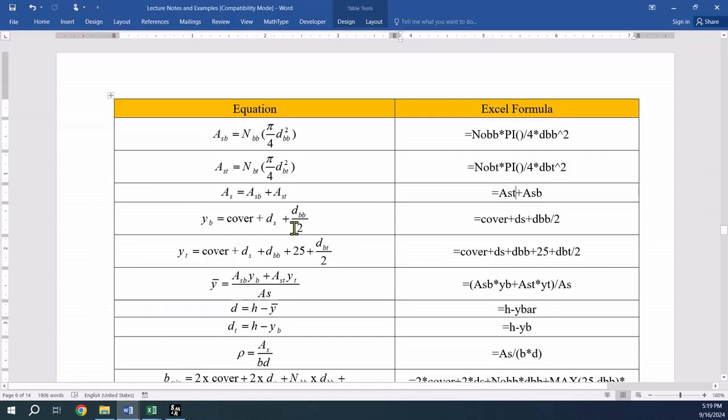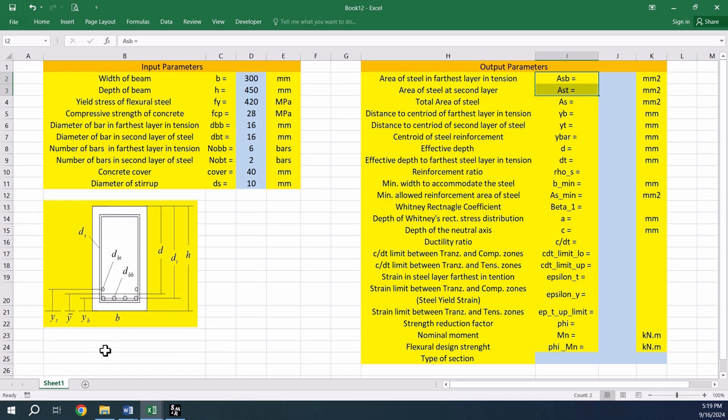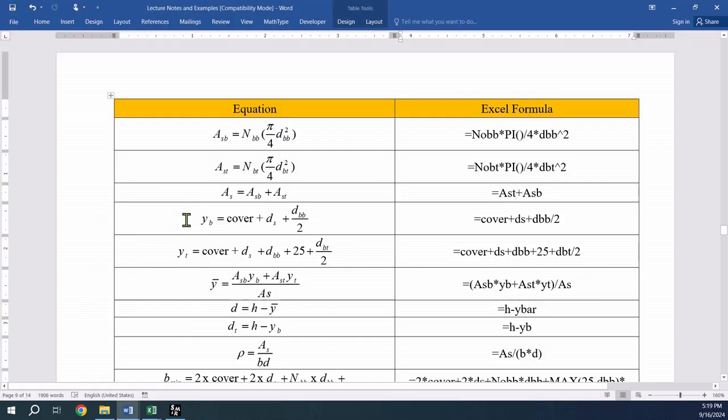In the fourth equation, we have the centroid to the layer farthest from the neutral axis. If we look at the figure here, we can define the centroid to the layer farthest from the neutral axis, YB, as concrete cover, plus the diameter of stirrup, plus half the diameter in the layer farthest from the neutral axis, which is dBb. And therefore, the centroid to the layer farthest from the neutral axis can be written as the cover plus the diameter of stirrup and half the diameter of the bar in the layer farthest from the neutral axis.